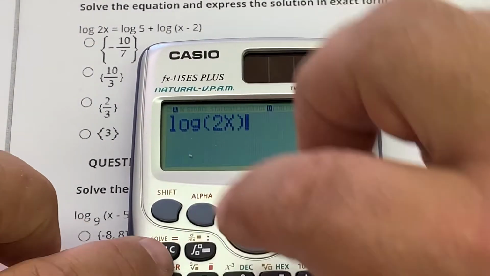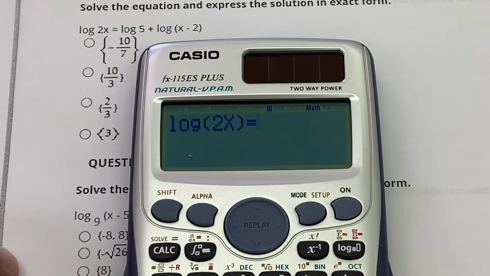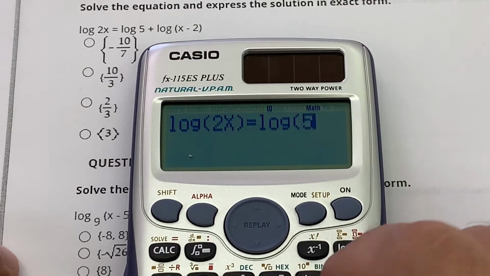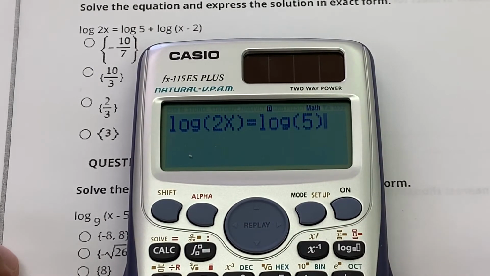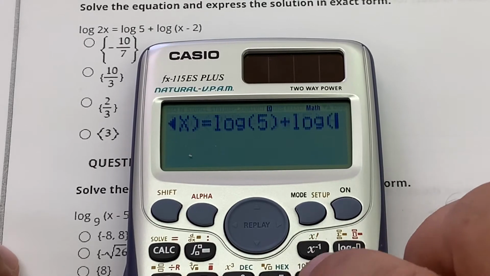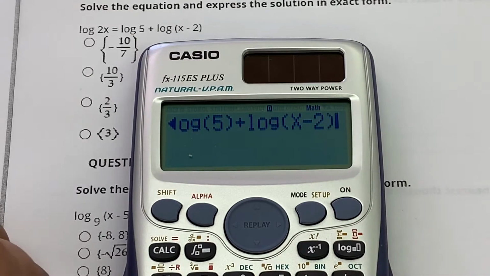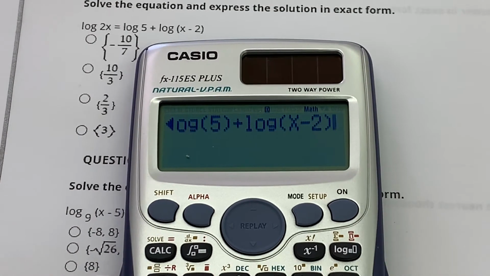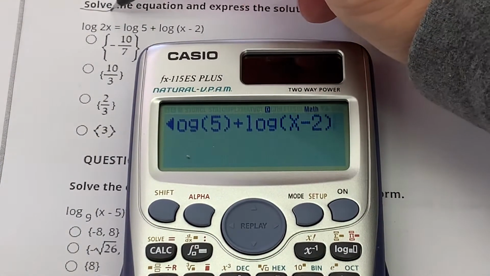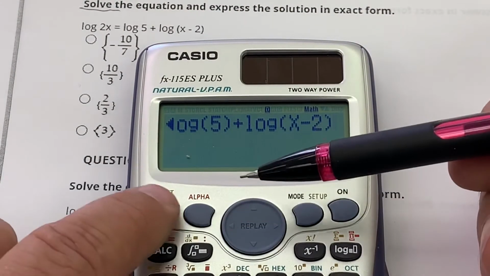You want to type in equals. You don't want to hit the equal sign. Equals log 5, close parentheses, plus log alpha red x minus 2, close parentheses. Don't hit equals. You want to solve it. Doesn't it say solve? So we're going to hit shift solve.